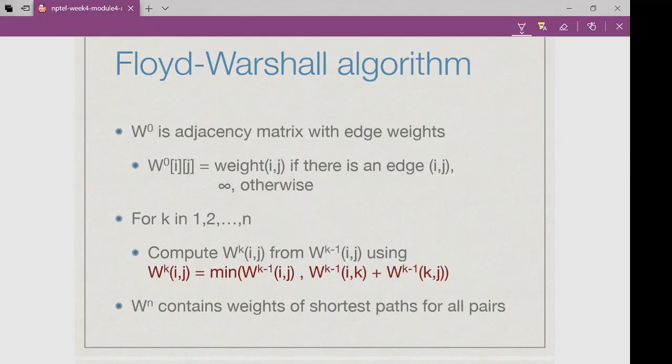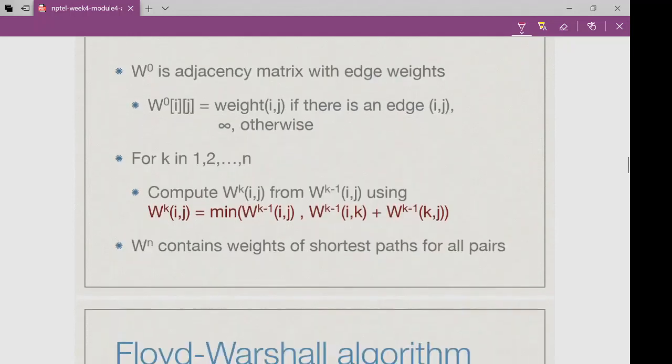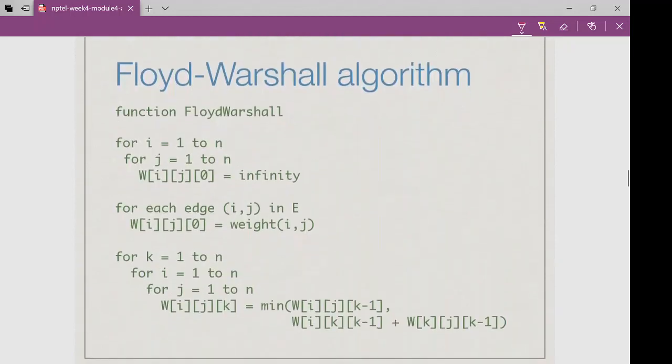So W0 is an adjacency matrix with edge weights. This we have already done. Now this is the algorithm. These first two lines are the initialization step. If you remember, we have to make a vertex adjacency matrix of n cross n, where n is the number of vertices in our graph. So we'll make this matrix initially, at W0.